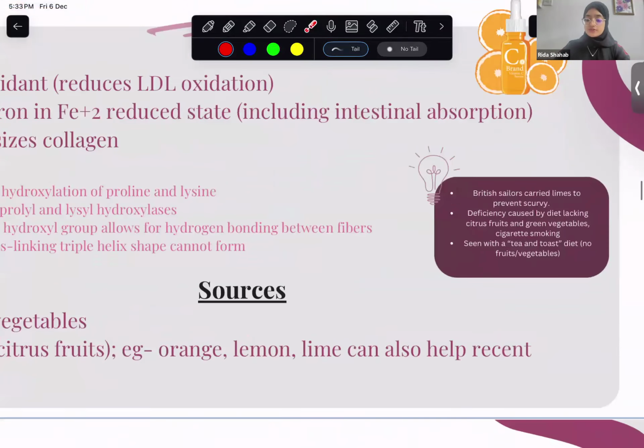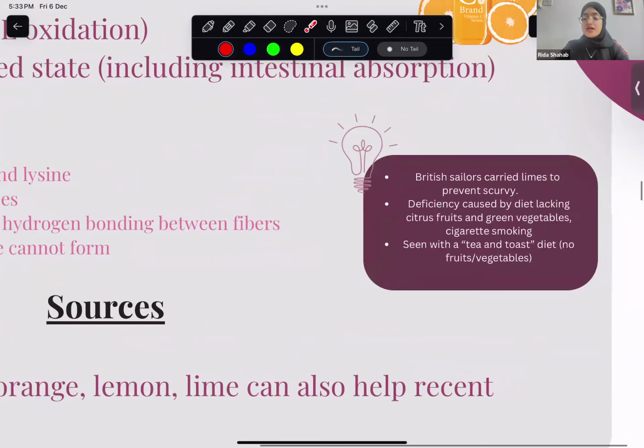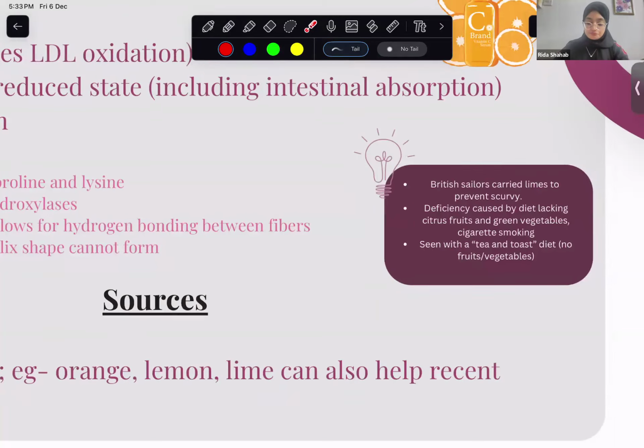So here are some important points that Dr. Hannah just mentioned in her slides, so I'm just going to add them here. British sailors used to carry limes to prevent scurvy, which is one of the deficiencies caused by vitamin C. Also, deficiency in people is usually caused because their diet does not include fruits and vegetables, and instead their diet is more of tea and toast. So they're not taking fruits and vegetables that contain these vitamins, but they're taking tea and toast, okay?